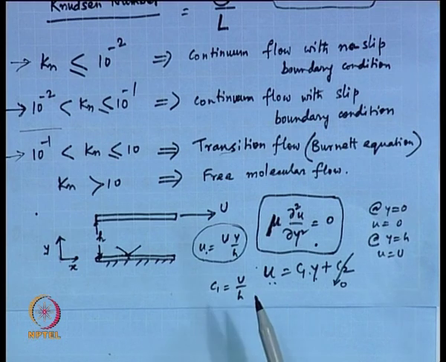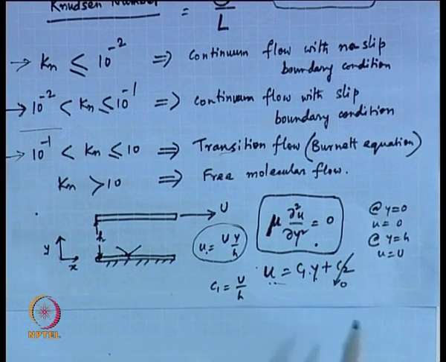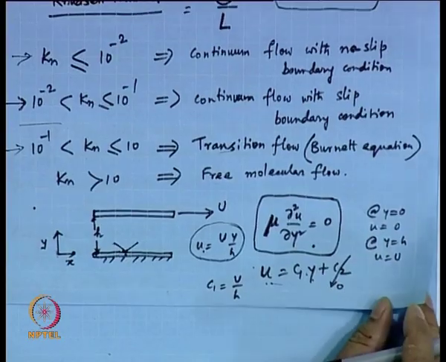That is what we would be doing in the next class. We will start with u is equal to C1y plus C2, but we will start imposing different boundary conditions. That is all I have for today's class.